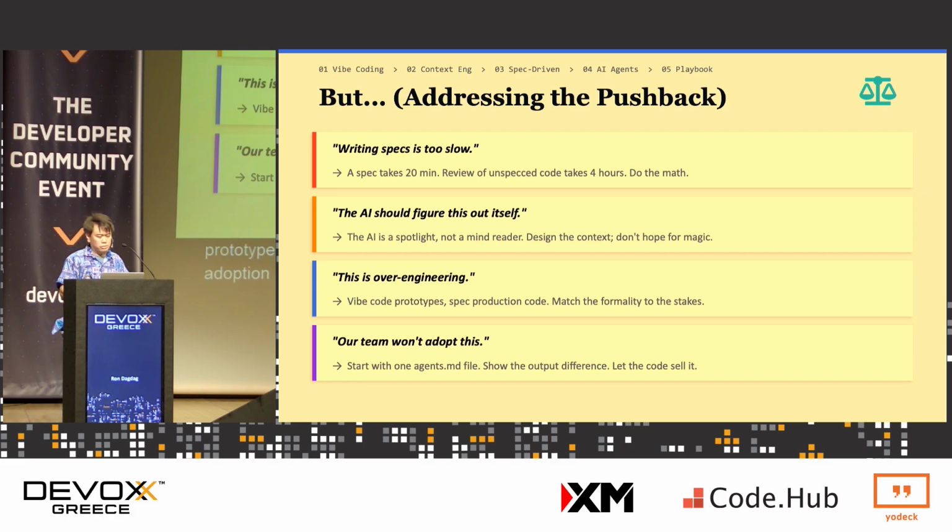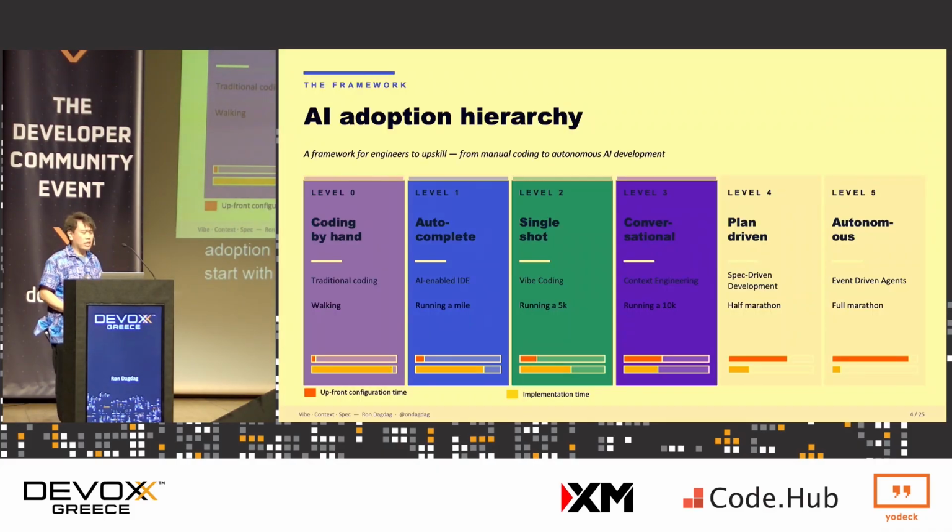Start with an agents.md. Start with creating a skill for the team. Let the team use it. So we talked about this AI adoption hierarchy, and you notice that the upfront configuration time takes longer as you go up the levels, but the implementation time takes shorter because of having more context for the agent to use.